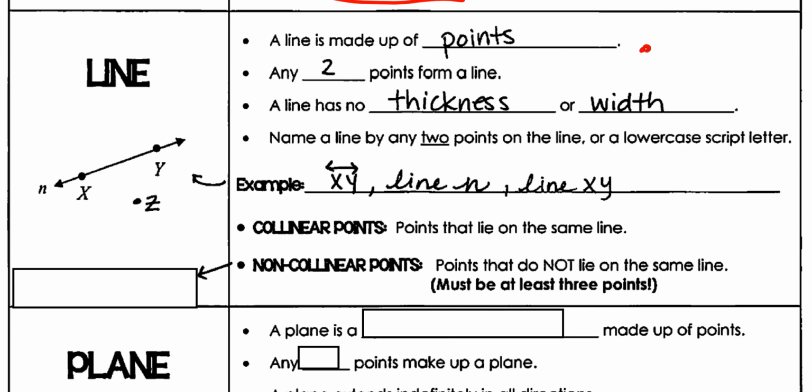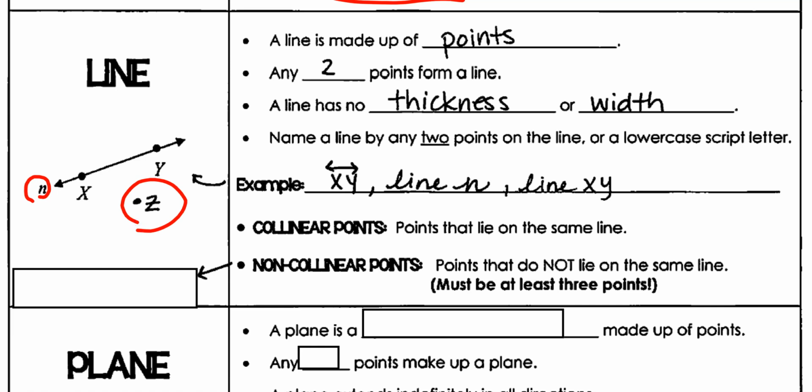It doesn't hold true for any 3 points, because what if I do this? If I have 3 points, I can't connect them with a straight line. Any 2 points can be connected with a straight line. A line has no thickness or width. Name a line by any 2 points on the line, or a lowercase script letter. Meaning, remember I told you can have a letter that's not on the line? So this would be line N. This could be also line XY, or it could be line YX.